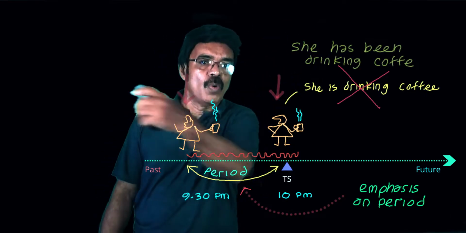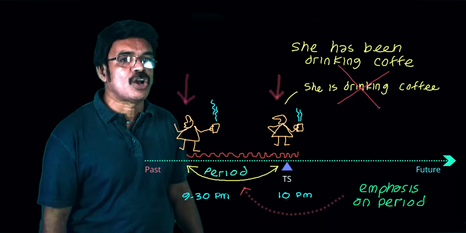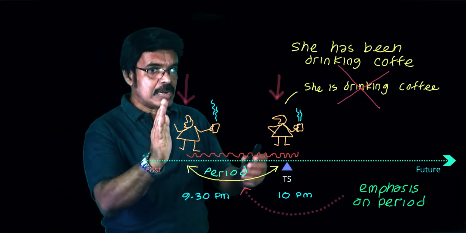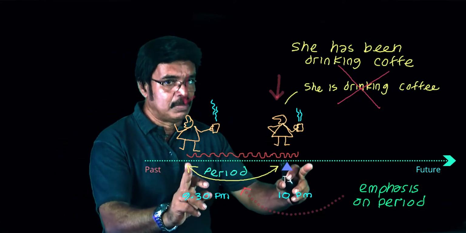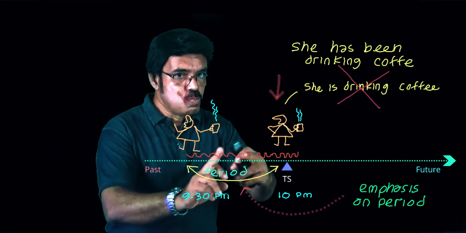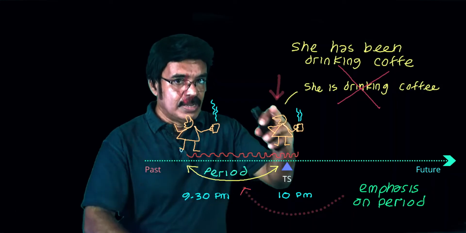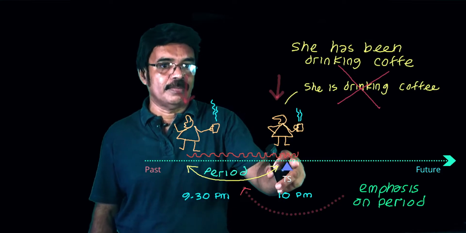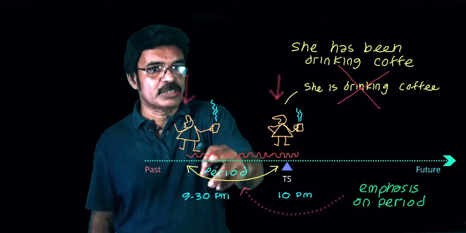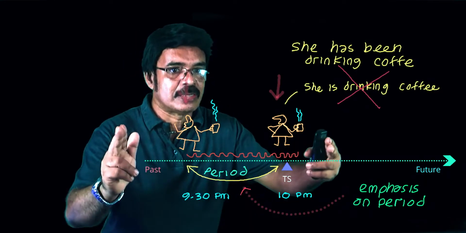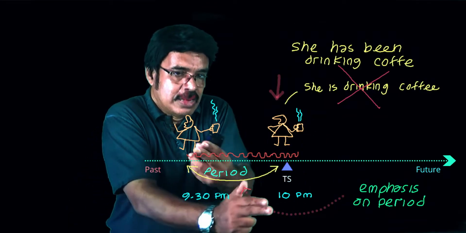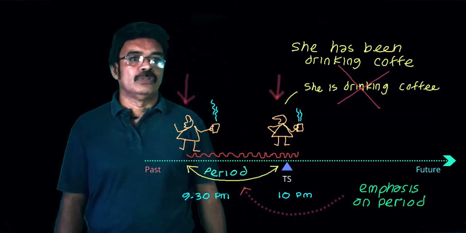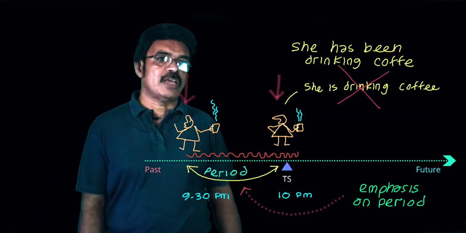Then what should we do? Yes, she has been drinking coffee. Now, you understand that there are 2 points on the timeline connected. Starting drinking and still she is drinking. 2 points on the timeline connected, related, and for the whole period that's been happening. So we can say she has been drinking coffee.